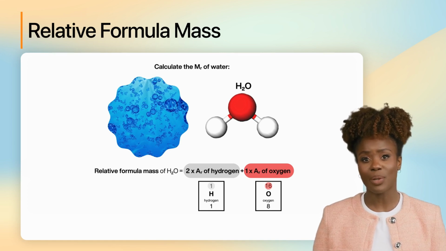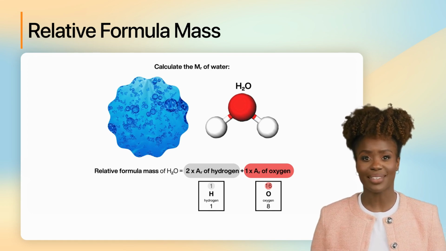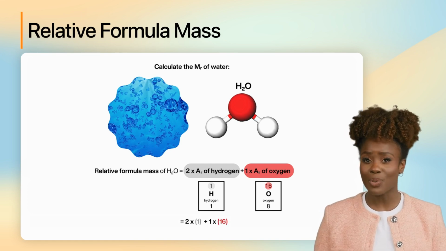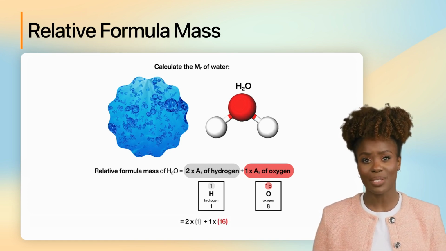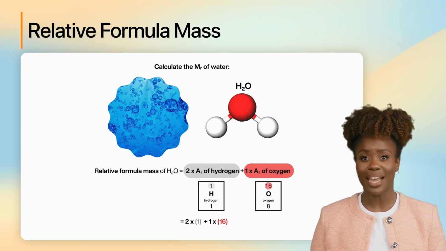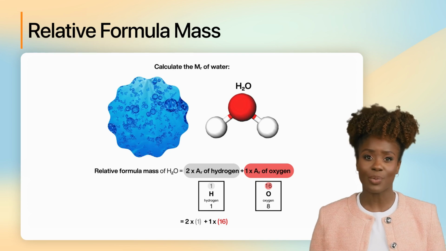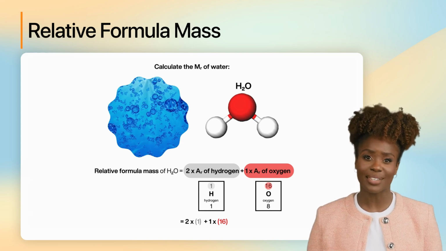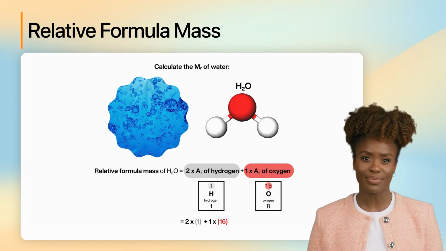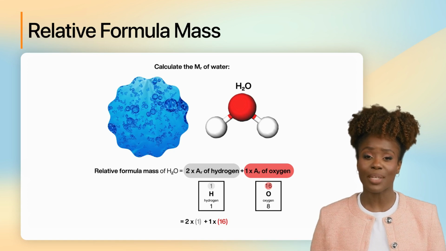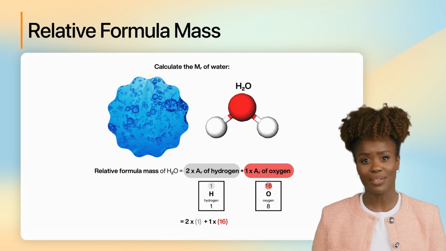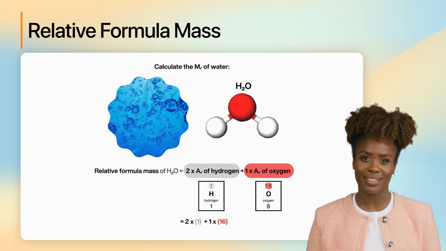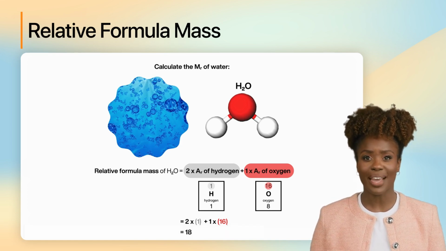Hydrogen has a relative atomic mass of approximately 1, and oxygen has a relative atomic mass of approximately 16. Finally, we will multiply the relative atomic mass of each element by the number of atoms of that element in the chemical formula, and sum these values to obtain the relative formula mass. In H2O, there are 2 hydrogen atoms and 1 oxygen atom. Therefore, the relative formula mass of water is 2 multiplied by 1, which is 2, plus 1 multiplied by 16, which is 16. 2 plus 16 is equal to 18.